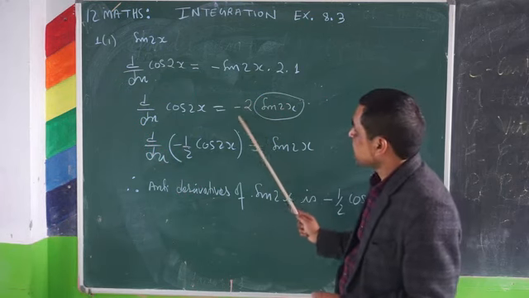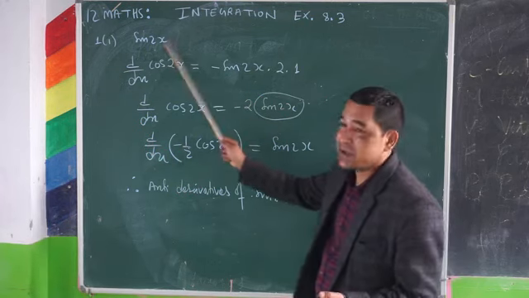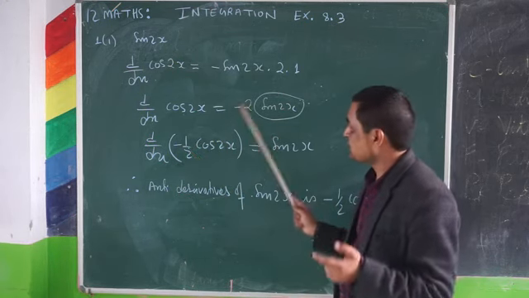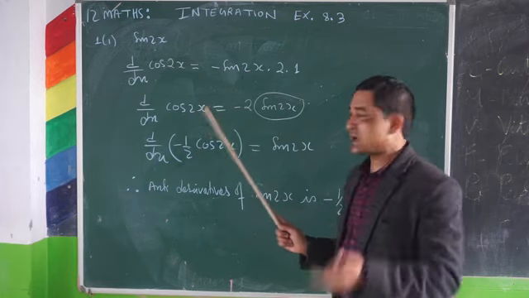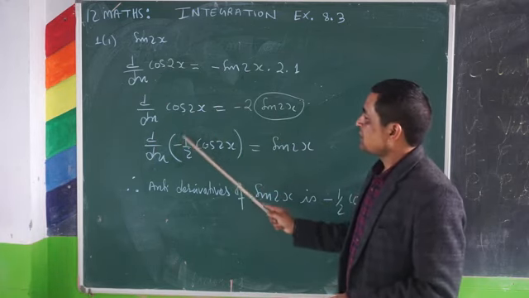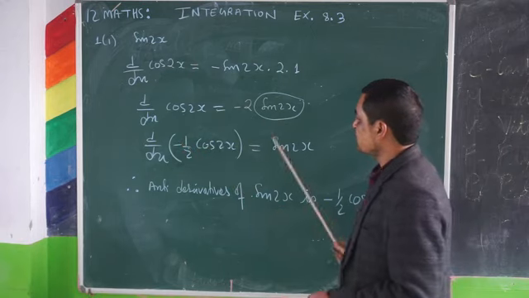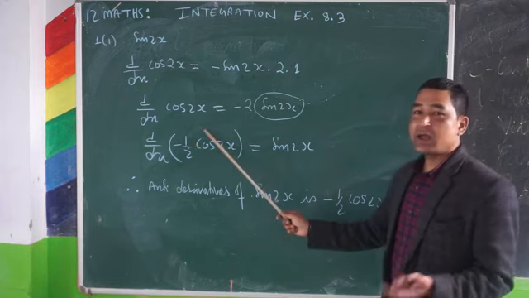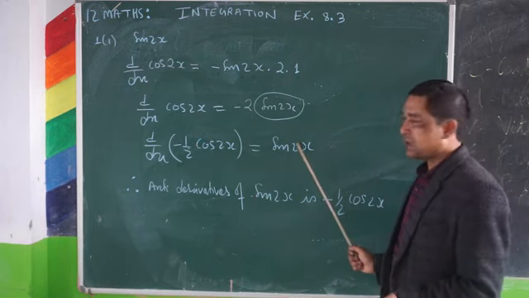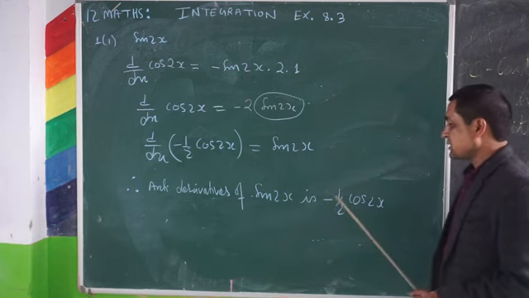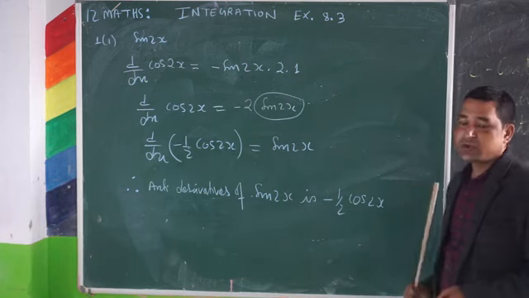Now minus 2 is extra after comparing with the answer, and we take this towards the question side, the left side. When this multiplied number goes to the other side, it goes to the denominator. That means the differentiation of minus 1 over 2 cos 2x is sin 2x. Now we got the question, and this question is the antiderivative of this answer. Therefore, the antiderivative of sin 2x is minus half cos 2x.